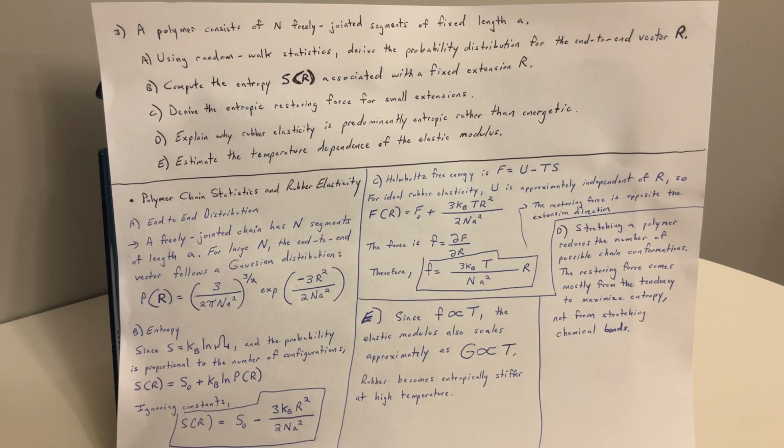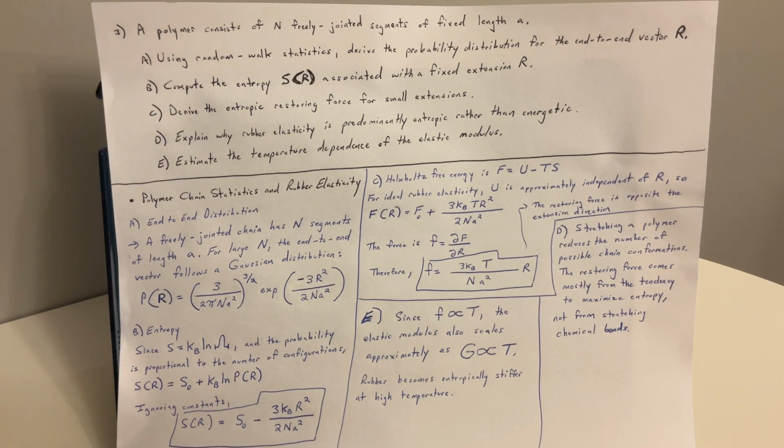Letter B, compute the entropy S of R associated with fixed extension R. Since S equals k_B natural log of omega, and the probability is proportional to the number of configurations, S of R equals S naught plus k_B ln P of R. If we ignore the constants, S of R equals S naught minus 3 k_B R squared over 2 N a squared. Okay, so that's letter B.